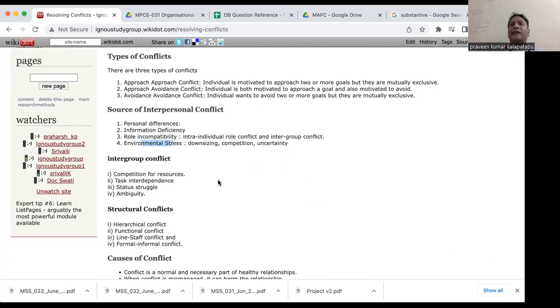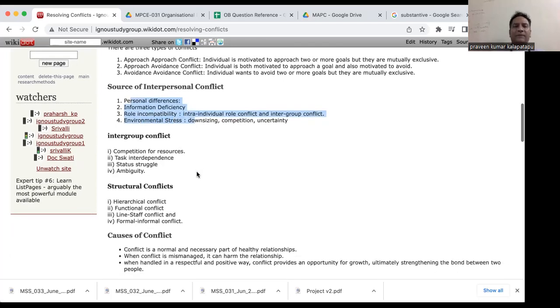Your job is in line. Now you need to actually go and fight with it, right? So in order to save yourself, your unit is going to be downsized, or your project is going to go. I mean, funding is not going to be projected for your project, etc. So environmental stress would also cause conflicts.